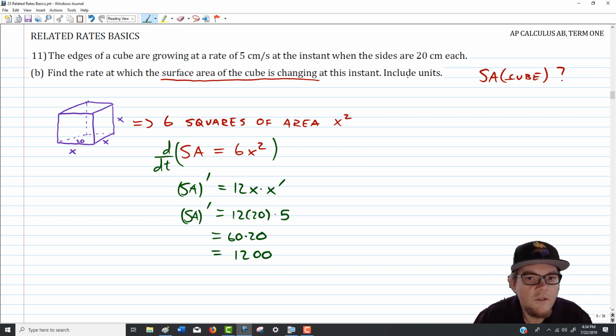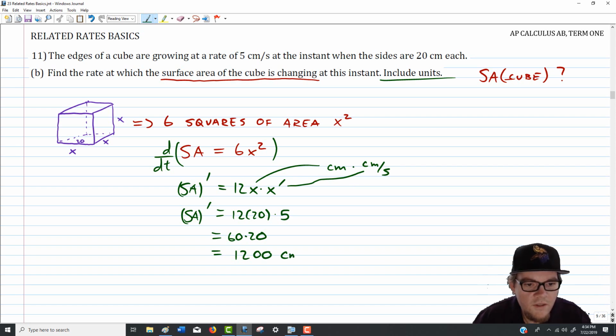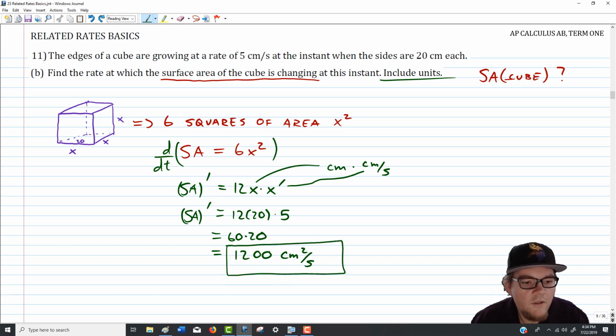And as far as units go, since we are instructed to include units, as we mentioned earlier, this is going to be measured in centimeters times centimeters per second, which of course gets us centimeters squared per second. And that should make sense that these are the units because area and surface area are measured in square units, and then we're measuring with respect to time, so per time unit.